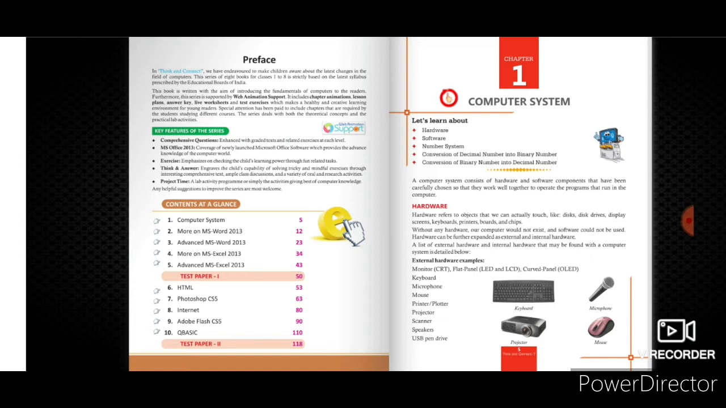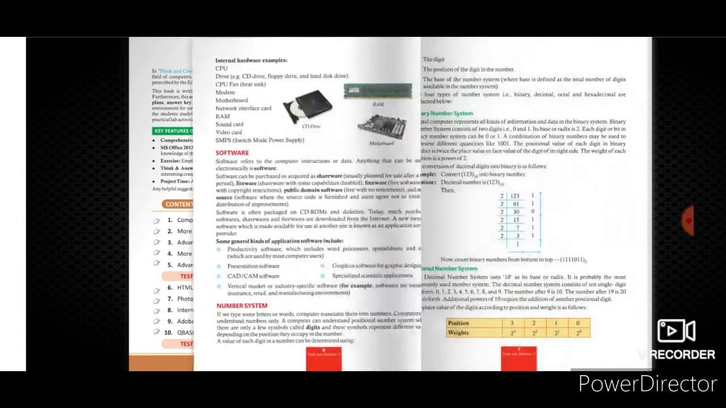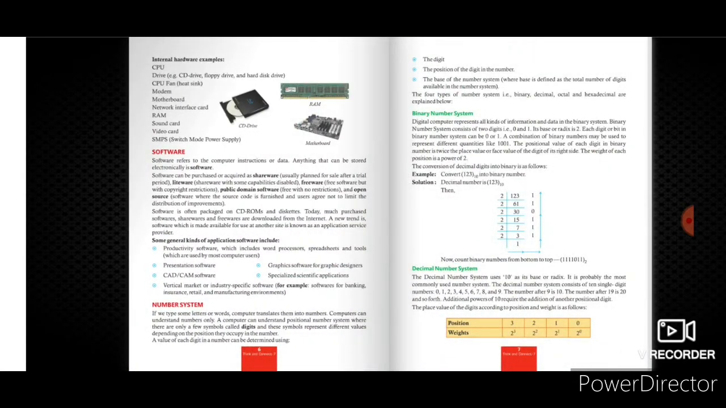So for external hardware, you can see here the black letters, external hardware. From these examples you will write any 2, like keyboard, microphone. Okay, any 2 you will use. And internal hardware, same here, the list is here, any 2 names you will write. The next question is the software. So page number 6, software refers to the programs, second line, up to electronically is software. Understood?